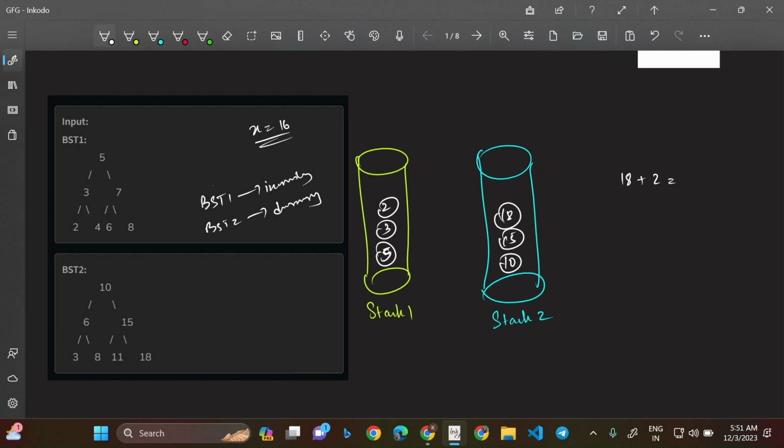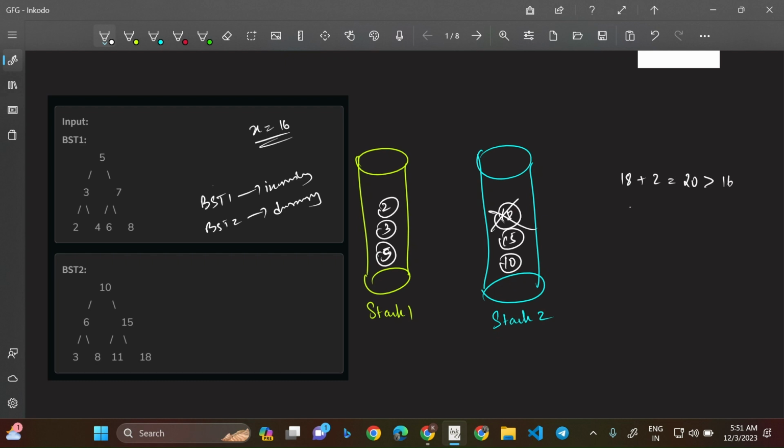So we have taken the sum of the first two elements, and it is 20, and that is greater than 16. What if it's greater than 16? That means we need to reduce the largest element. So I'll be popping this out of the stack. So 18 is gone now. So what is there now? I'm on 15. Okay, now I'm on 15.